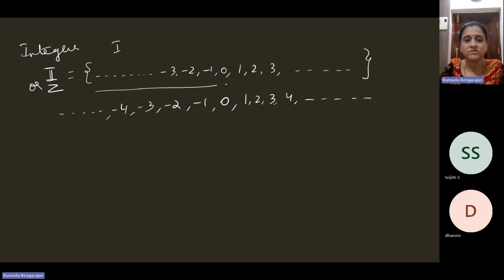And this is how it's represented. Open a flower bracket. We don't know from where it starts, meaning we don't know the smallest integer. So like this, then -3, -2, -1, 0, 1, 2, 3, and it goes on like that. So the smallest integer is not known. The largest integer is also not known. But we know that this forms the collection of integers. All right?